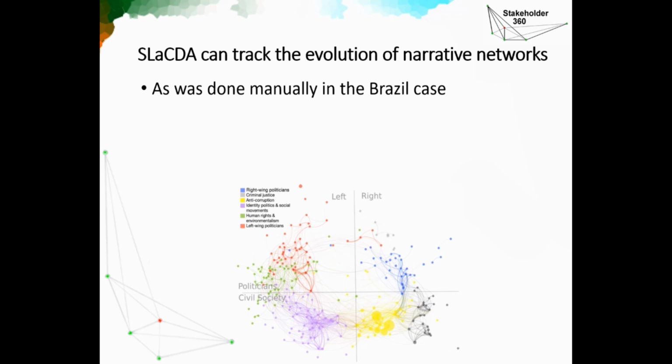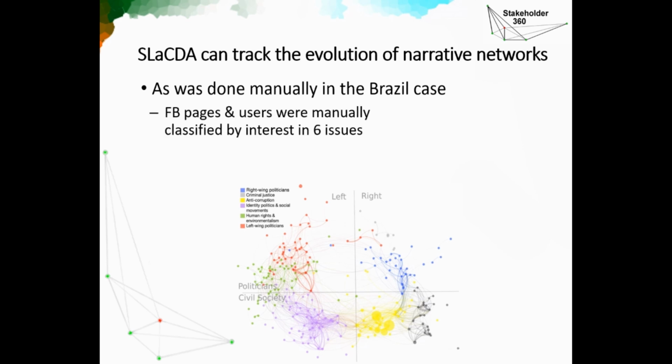SLaCDA can also track the evolution of narrative networks, as was done manually in the case of the political polarization in Brazil that I talked about a few minutes ago. In that case, the Facebook pages were classified into 6 categories of topics by humans who read the text on the pages. That's a lot of work and takes weeks to do.